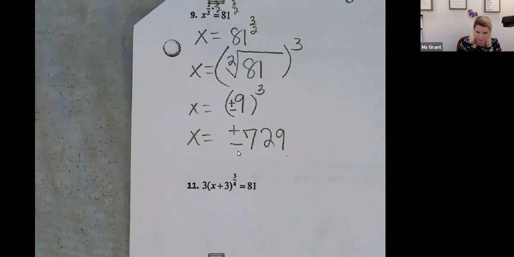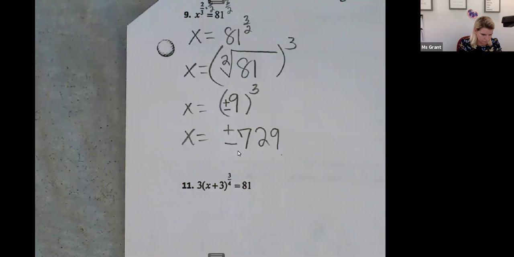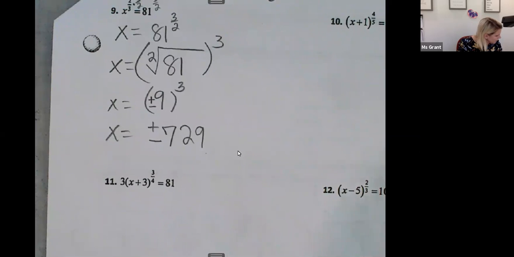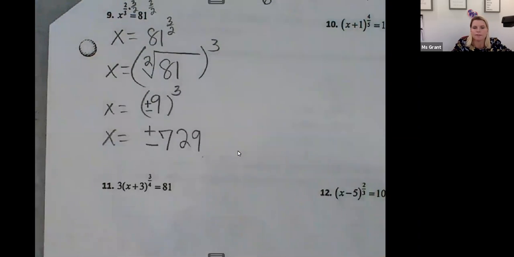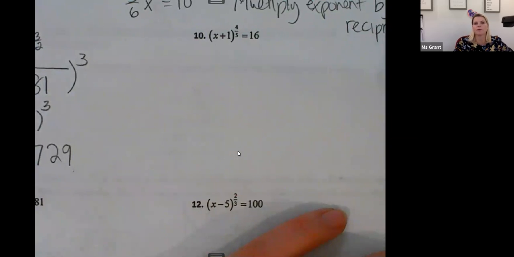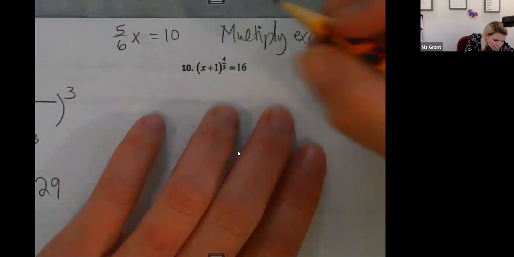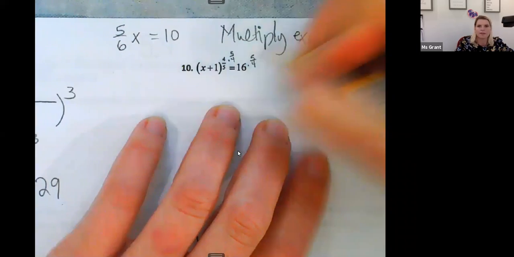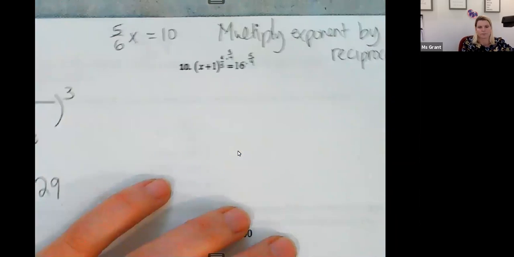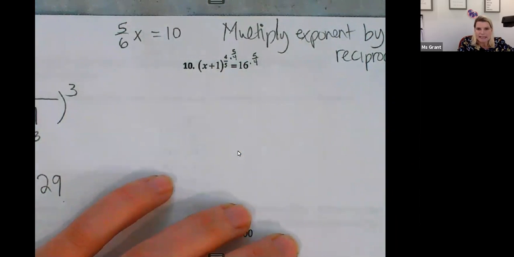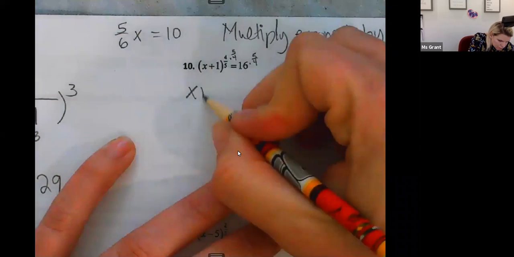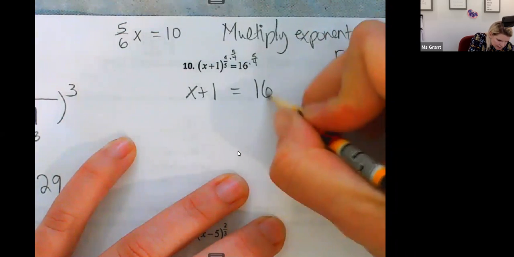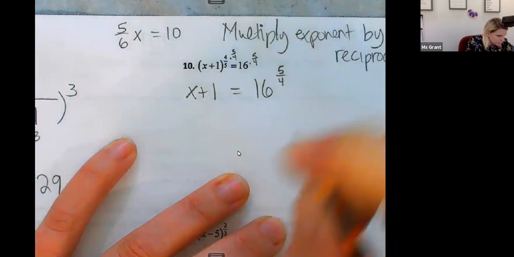Now, the next one, get rid of the 4/5. Reciprocal, 5/4 on one side, 5/4 on the other. Raise each side to the power of 5/4. So x plus 1 equals 16 to the 5/4.